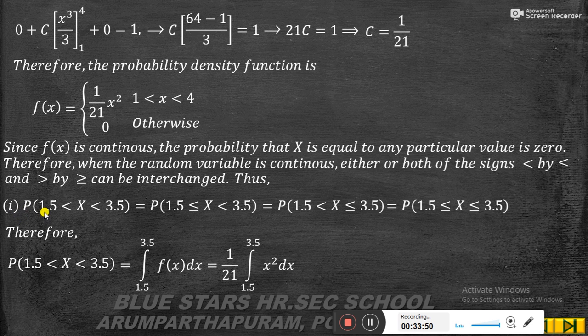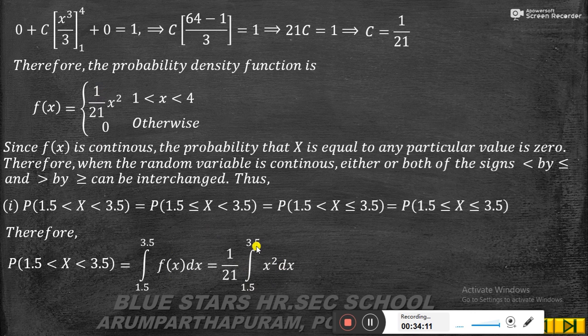Next we calculate the probability of 1.5 less than x less than 3.5. So here 1.5 less than x less than 3.5 means I write the integral with limits 1.5 to 3.5, f of x dx. Here f of x is 1 by 21 into x square dx.